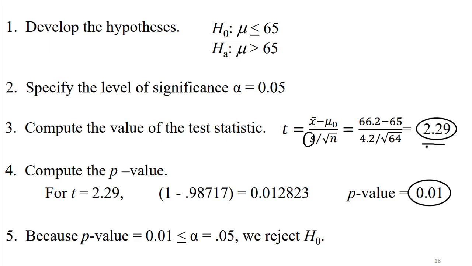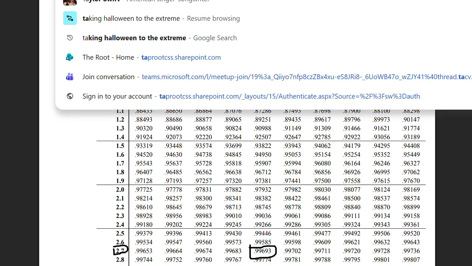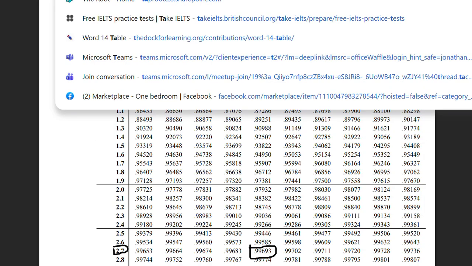Look at the difference. In the previous example, we were looking at a test statistic Z, but because here we don't know the population standard deviation, we are assuming the sample standard deviation as an unbiased estimator, and therefore we are looking at a T distribution. We take our T value of 2.29. The degree of freedom will be 64 minus 1, and this time we are not using the Z table, we are using the T table.